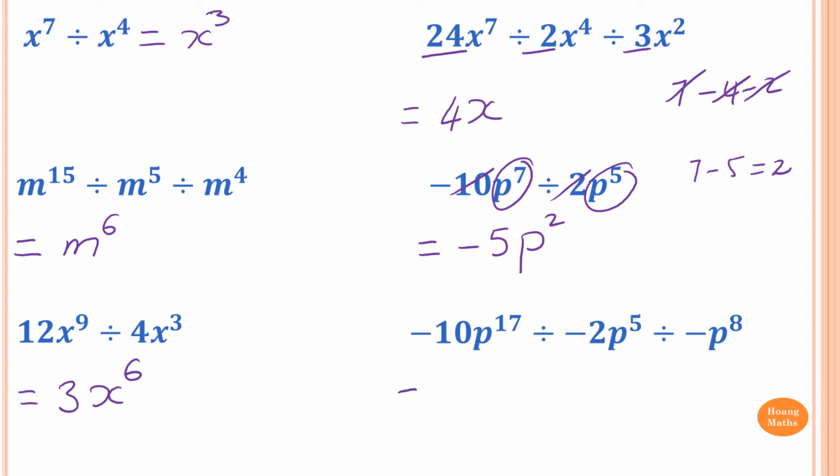Okay, this one here. So negative 10 divided by negative 2 divided by negative again, so 3 negatives. So the answer is negative. So 10 divided by 2 is 5. So I just write it down. And then p to the power of 17 divided by p to the power of 5 and then divided by p to the power of 8. So I just do 17 minus 5 minus 8. So 17 minus 5 is 12 and 12 minus 8 is 4. So p to the power of 4.